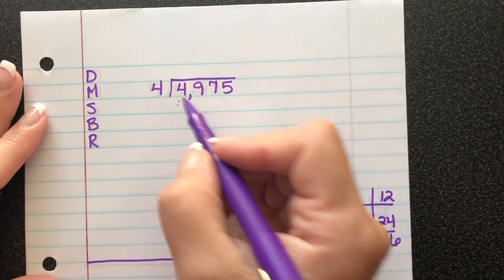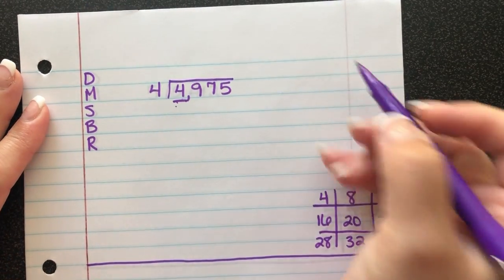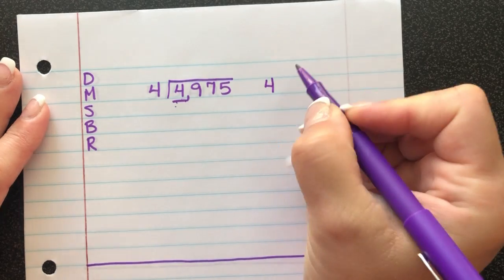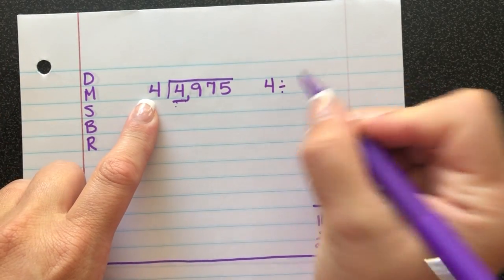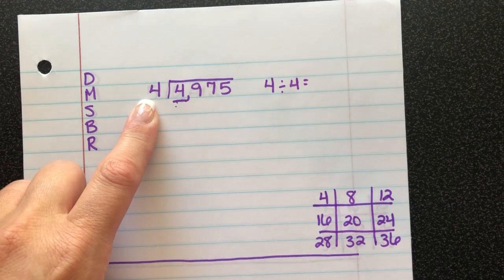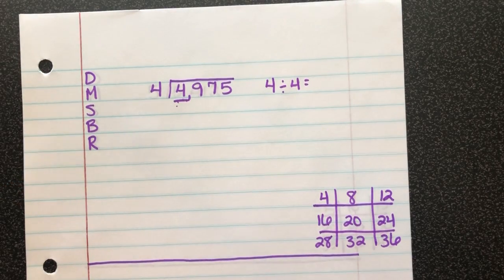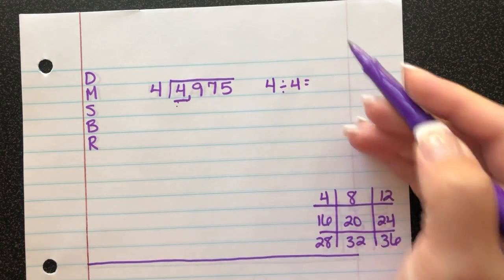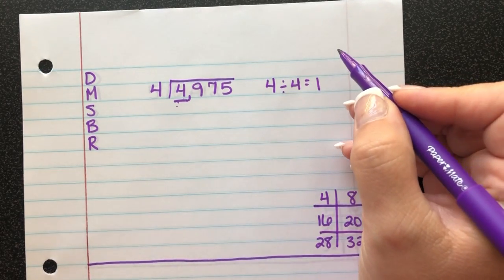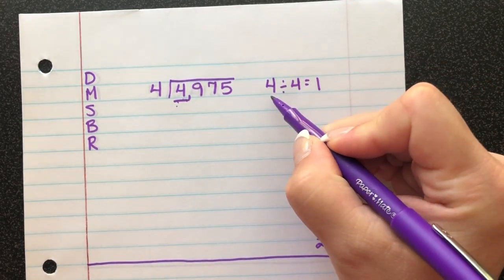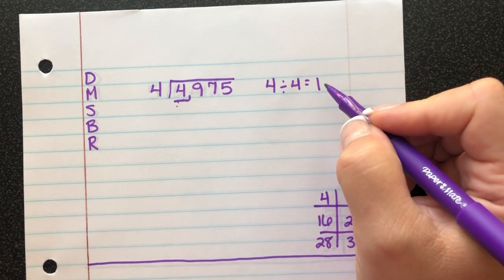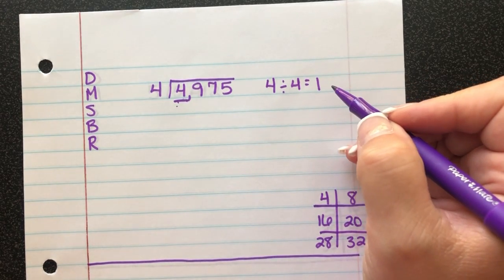So I'm going to start trying the first digit in my dividend. I'm going to try and divide 4 divided by 4. I've already put my hashtags down here just to save us a little bit of time. 4 divided by 4 is 1. I know that because 1 times 4 is 4.